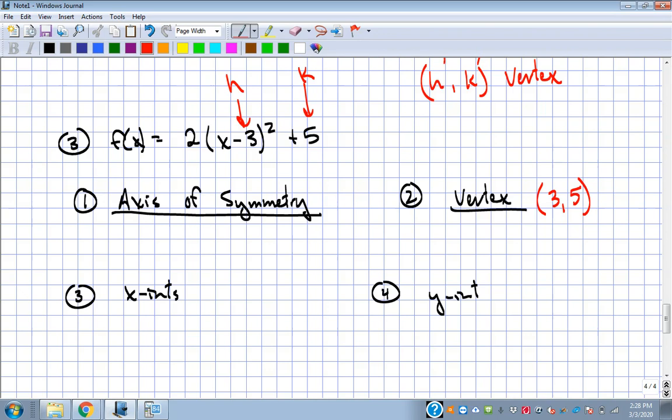If the vertex is at 3, 5, where is the axis of symmetry? What always matches axis of symmetry and vertex? The x value. We already have the x value of the vertex, so that means the axis of symmetry has got to be 3. It has to match that. We don't have to do any work for it. We got 2 things for free that time. I like free things most of the time.